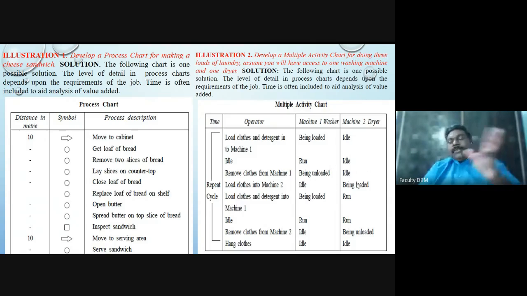So in sequencing, we have seen Johnson's rule. We used to say idle, then the calculation we have done in the same manner. This is the chart making. The following chart is one possible solution. The level of detail in a process chart depends upon the requirements of the job. Time is often included to aid analysis of value added. So this is how we are going to make a multiple activity chart. This is the process chart.